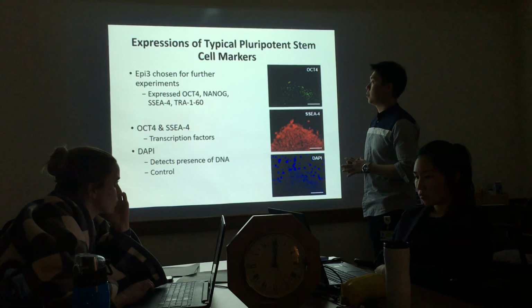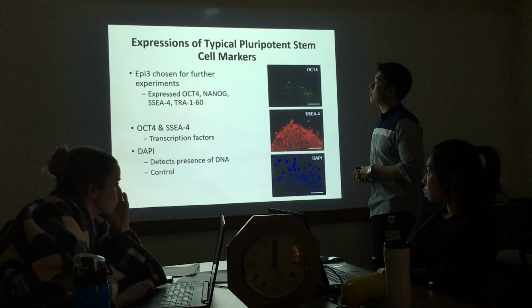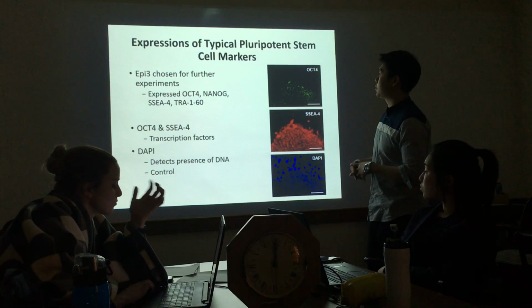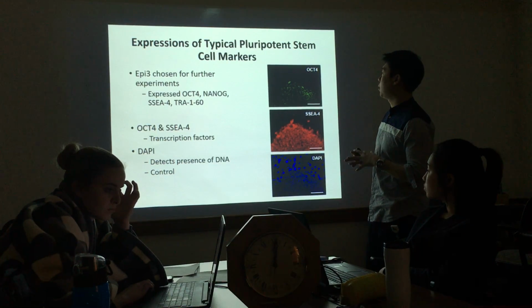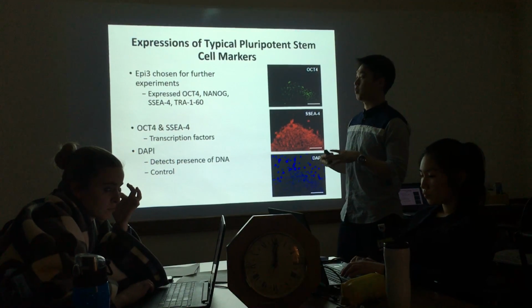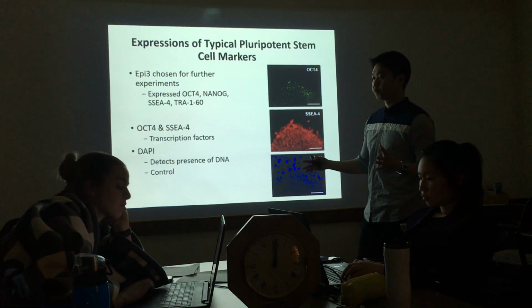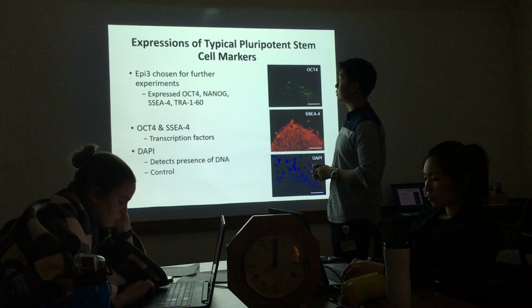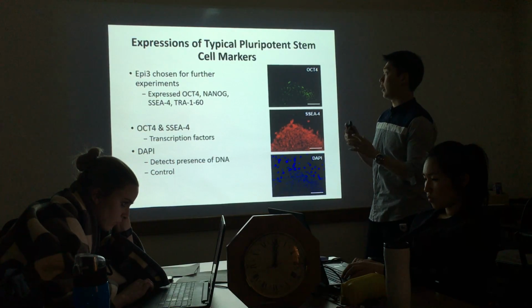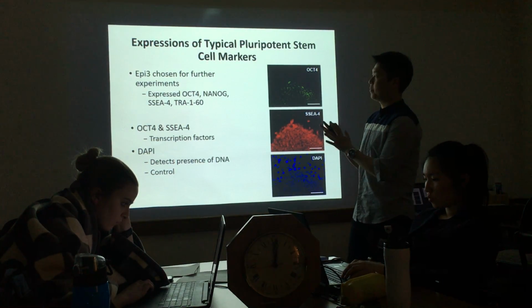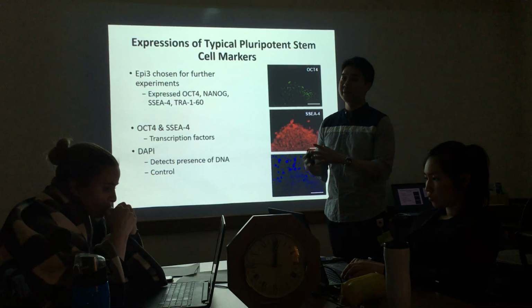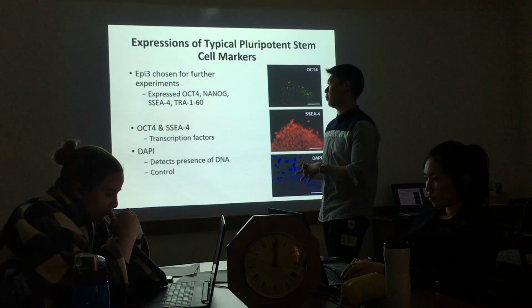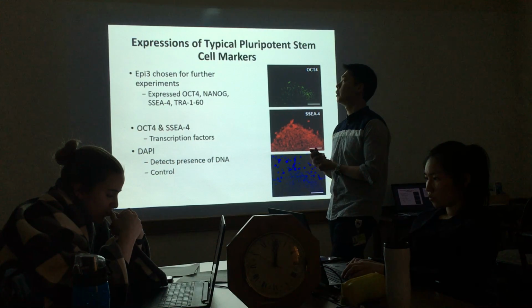So using the immunocytochemistry technique, what they found out was that some of the typical pluripotent stem cell markers were expressed in the fibroblasts that were introduced with those transcription factors. And they chose colony number 3, or EPI3, for further experiments. They did not explain why they chose colony number 3, but that's what they just told.